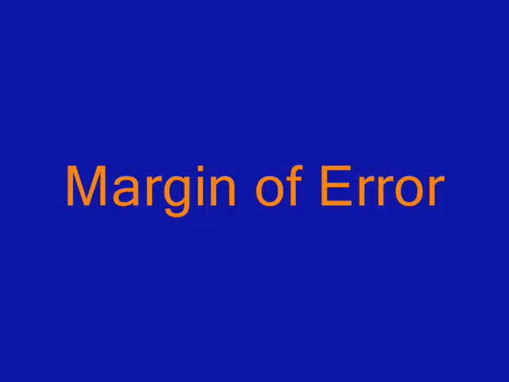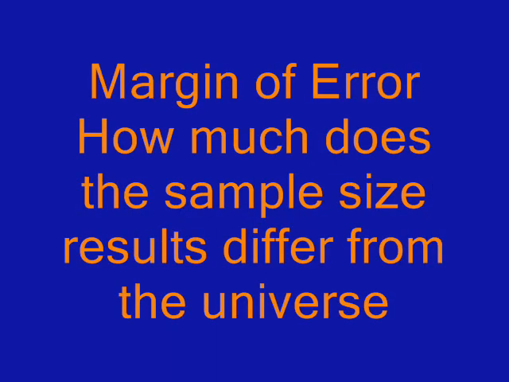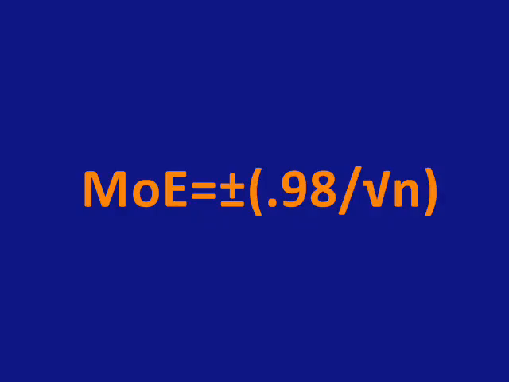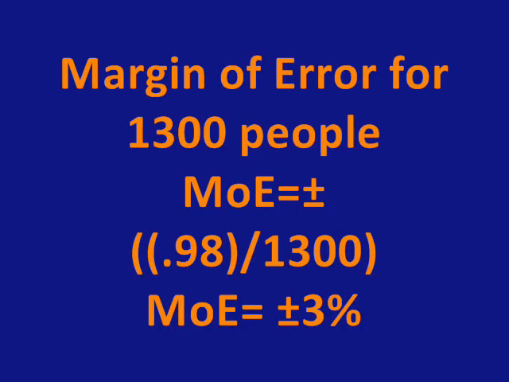The other technical term that you need to be familiar with is margin of error. Margin of error is the measure of how much the sample results are likely to differ from the universe. The larger the sample size, the lower the margin of error. Margin of error is figured out by this mathematical formula, with n being the number of people surveyed. Most polls ask 1,000 to 1,300 people for an accurate margin of error. The margin of error for 1,300 people is plus or minus 3%. The more people from the universe polled, the more accurate the poll.